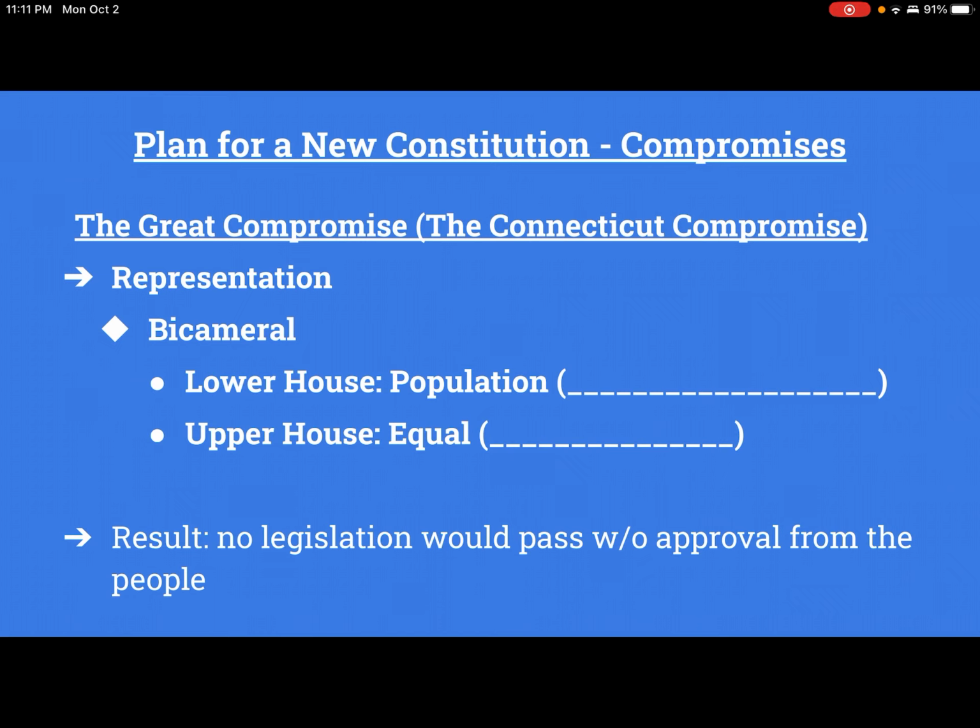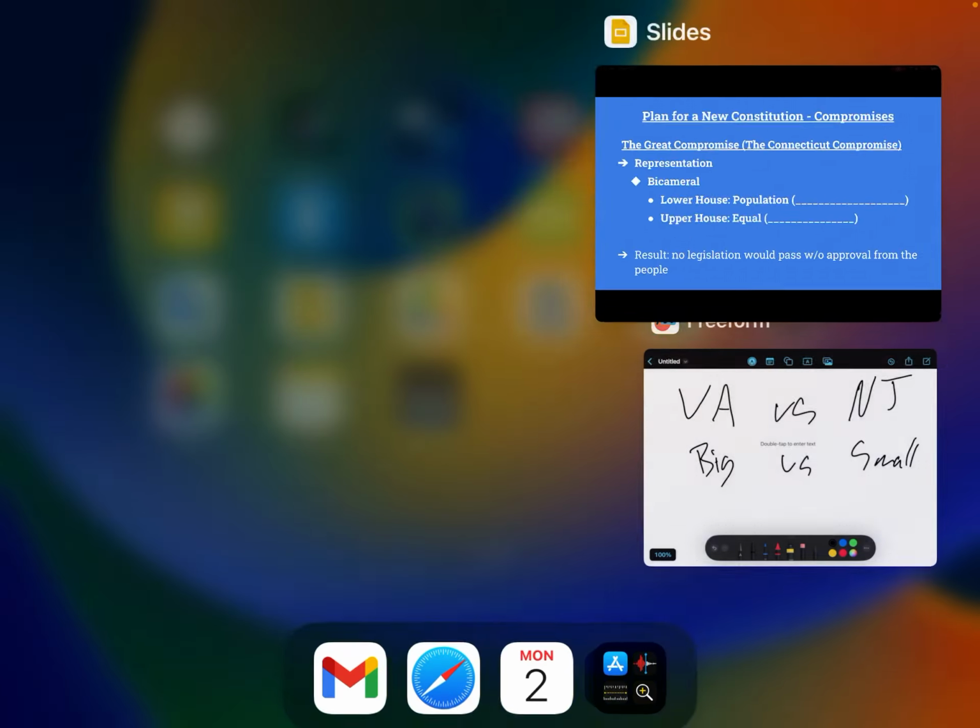And so for the first compromise, you have the Great Compromise, the Connecticut Compromise. The first thing that they get over is representation. Okay, so remember, Virginia was going to have everything based upon population because they had a lot of people. That was going to benefit them. They were going to have more power. New Jersey wanted to keep aspects of the Articles of Confederation, one vote per state. And so what they decided on is that you have a lower house called the House of Representatives, and then you have an upper house called the Senate. They decided to split the two ideas between them.